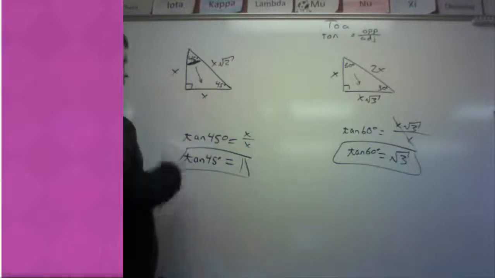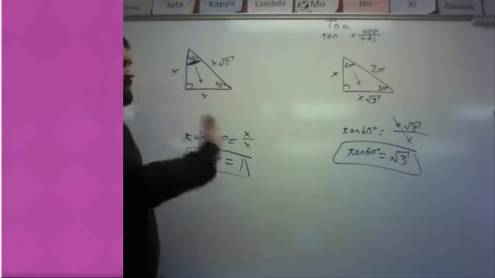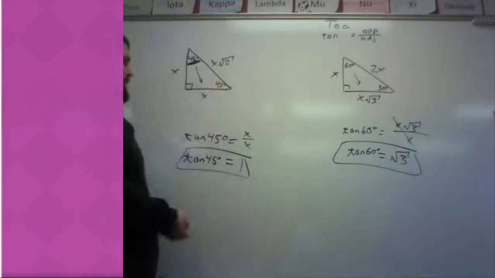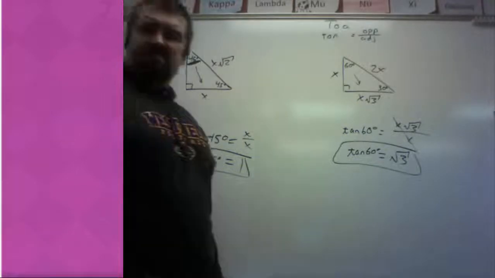We draw our triangle, we plug in what we know. We don't even need numbers to solve this. If you want to plug in numbers, great. Call this 2, call that 2 square root of 2. That's fine with me. Just plug it in and solve it.